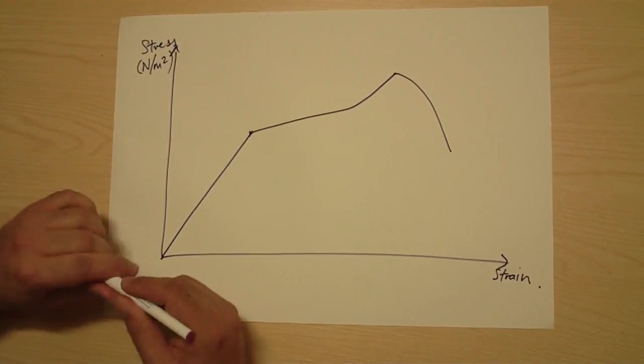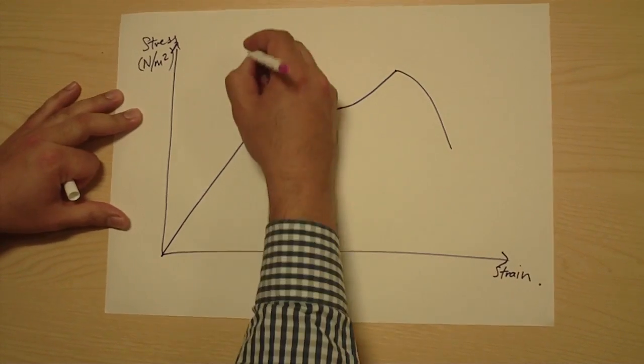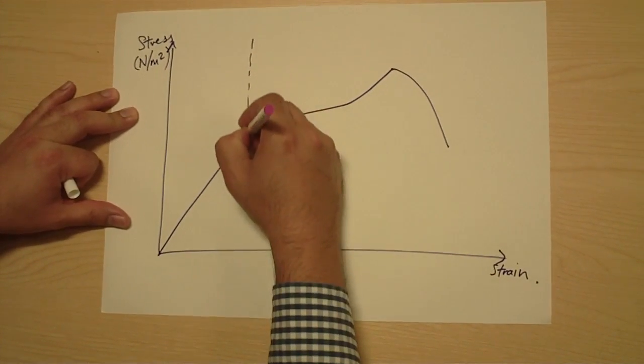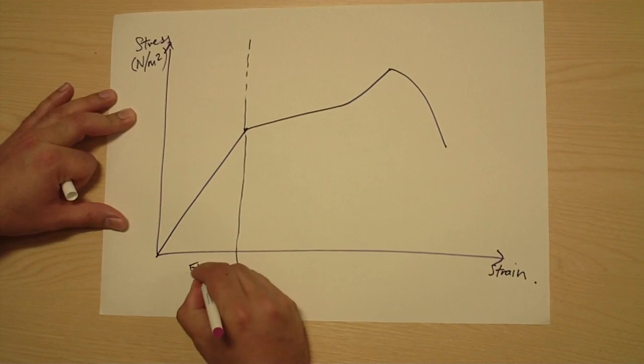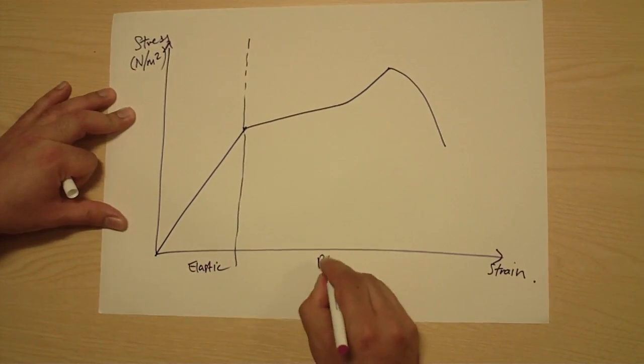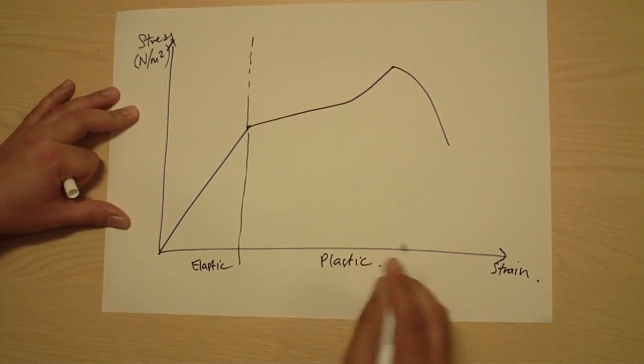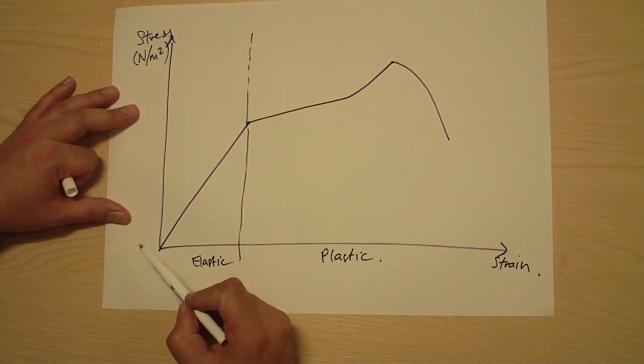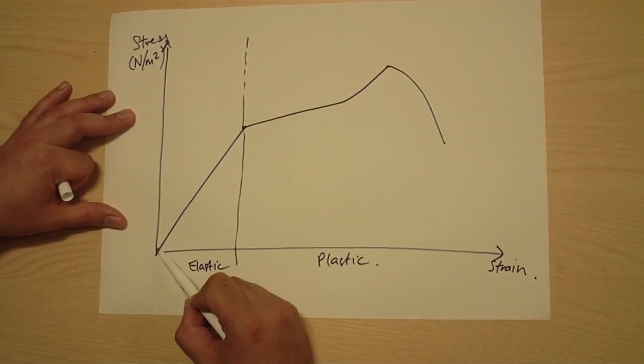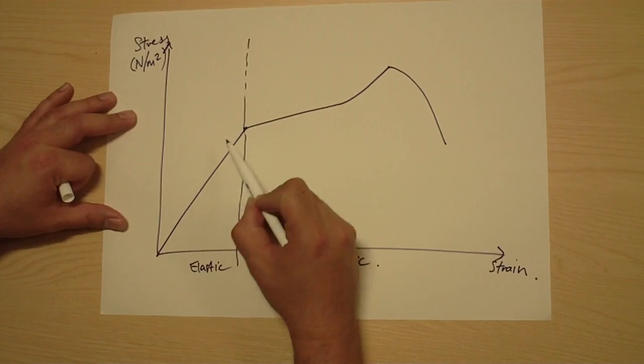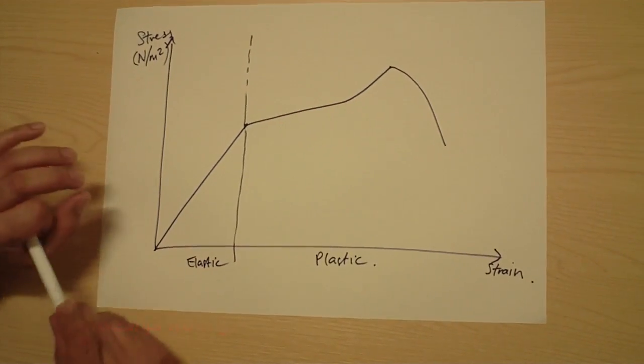The curve itself is divided into two parts. You've got the elastic zone, just the first part, and then you have the plastic zone. In the elastic zone, as you stress the material, the changing length is proportional, and that follows Hooke's law of proportionality.